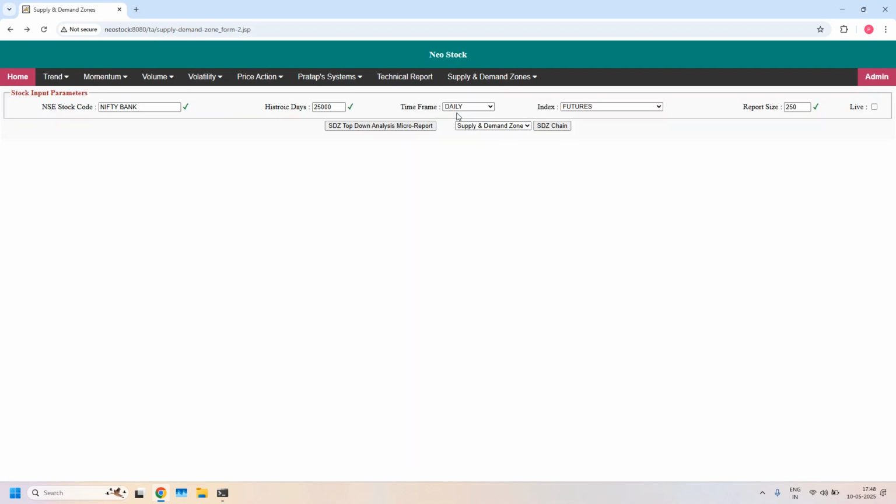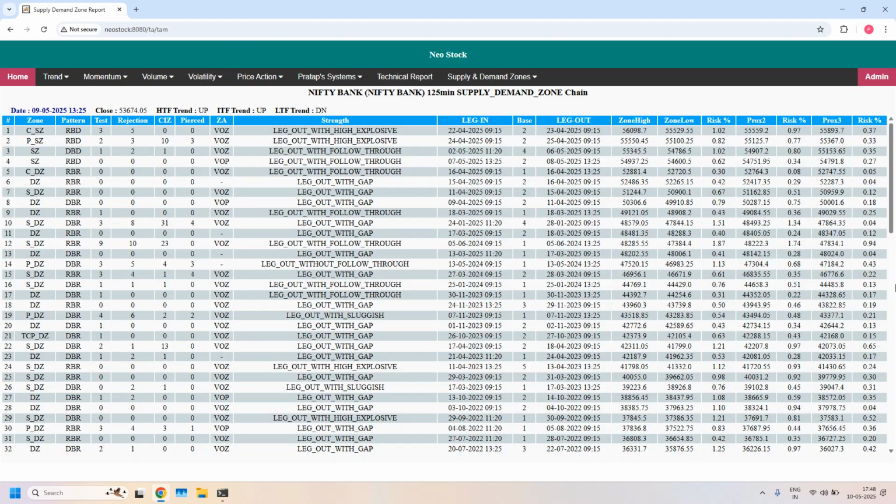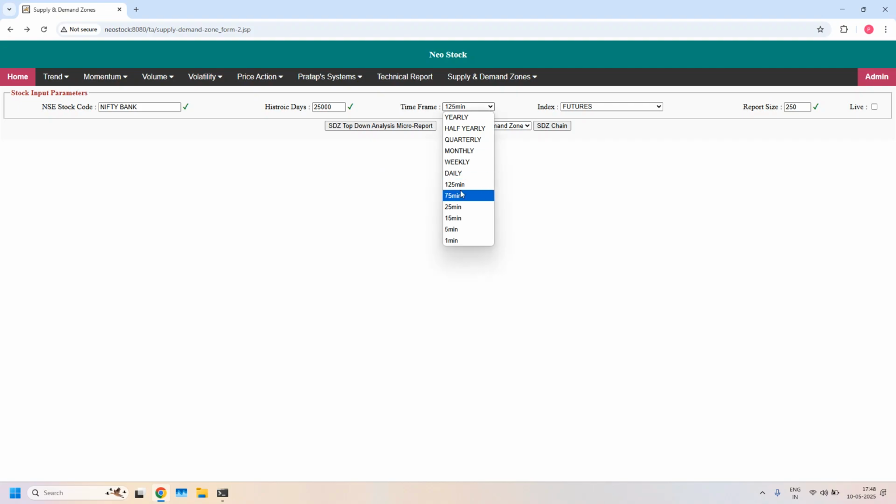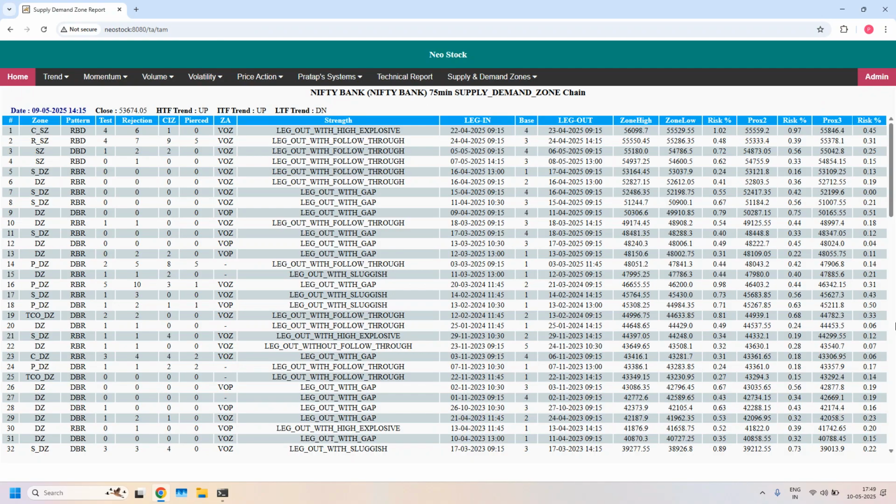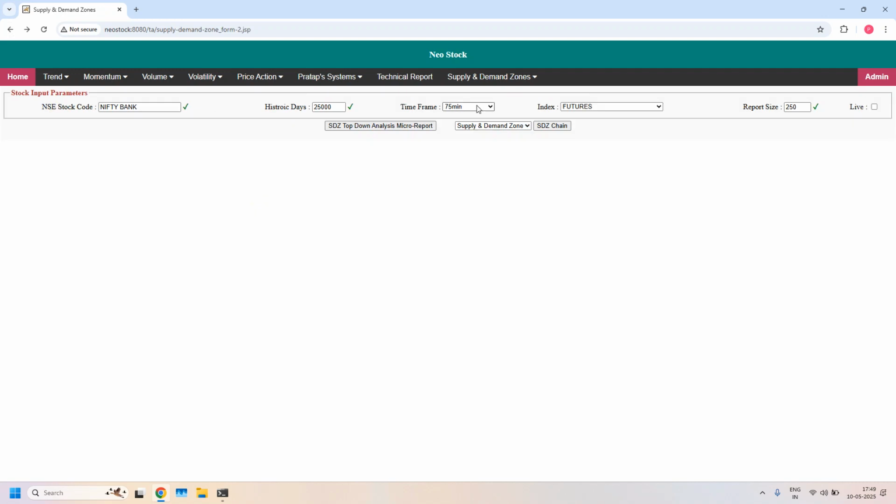Next, generating 125 minutes supply demand zone chain for Bank Nifty. Next, generating 75 minutes supply demand zone chain for Bank Nifty. Next, generating 25 minutes supply demand zone chain for Bank Nifty.